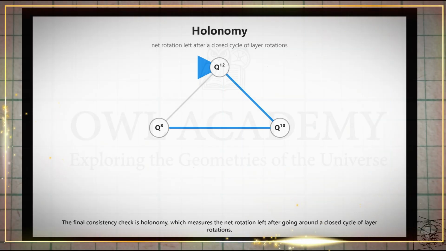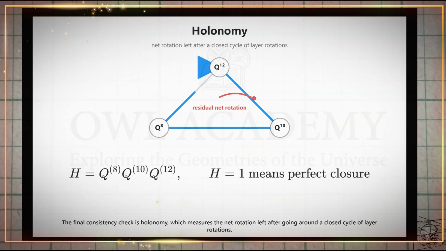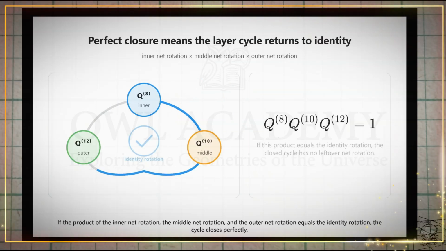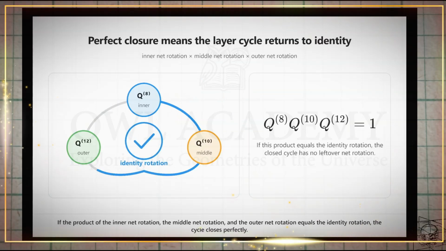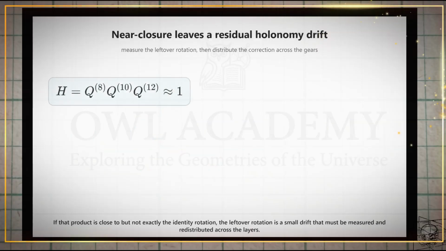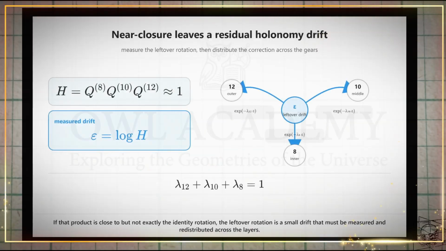The final consistency check is holonomy, which measures the net rotation left after going around a closed cycle of layer rotations. If the product of the inner net rotation, the middle net rotation, and the outer net rotation equals the identity rotation, the cycle closes perfectly. If that product is close to but not exactly the identity rotation, the leftover rotation is a small drift that must be measured and redistributed across the layers.